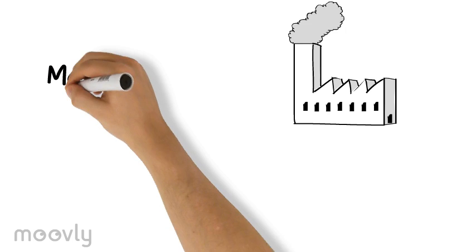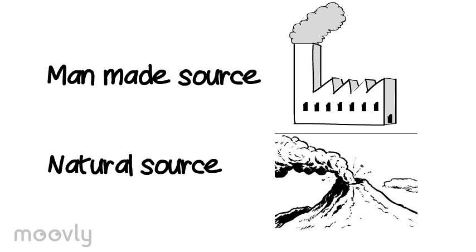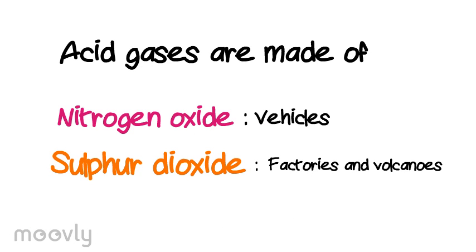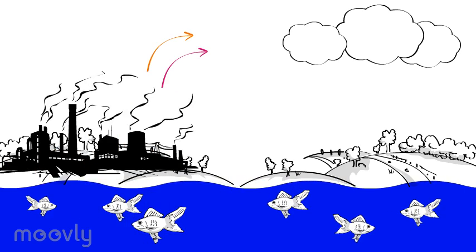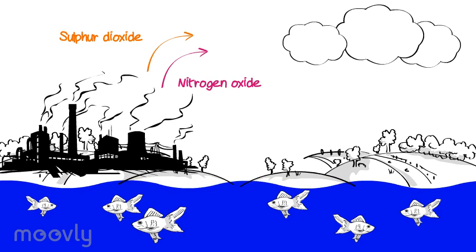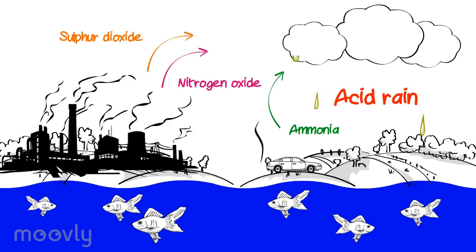There are two sources of acid gas. One of them is a man-made source, which comes from factories and vehicles. The other one is a natural source, which comes from volcanoes. Acid gases are made of nitrogen oxide and sulfur dioxide. These substances can rise very high into the atmosphere, where they react with water, oxygen, and ammonia, which comes from vehicles, to become acid rain pollutants. And then you have acid rain.